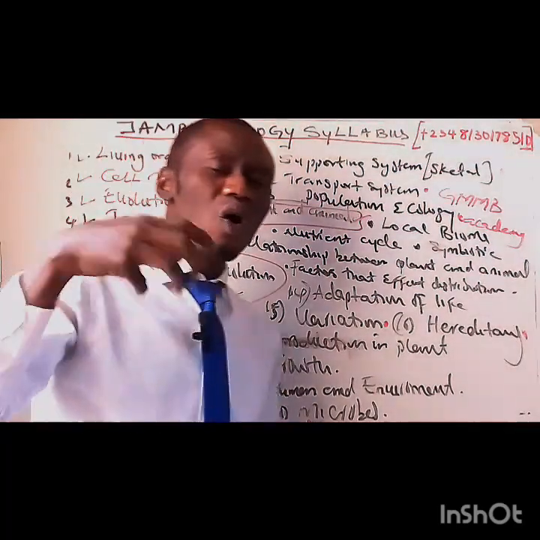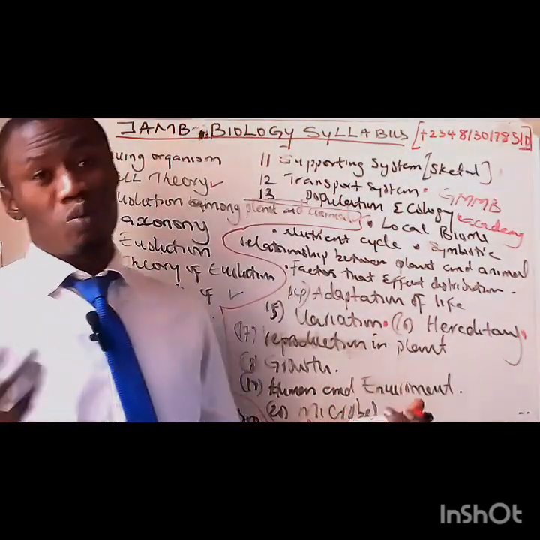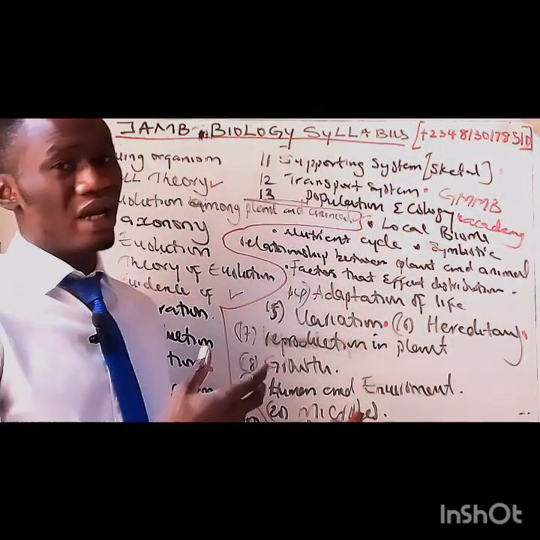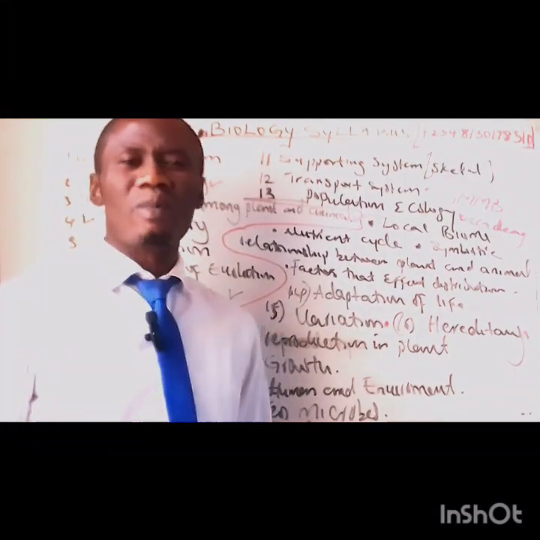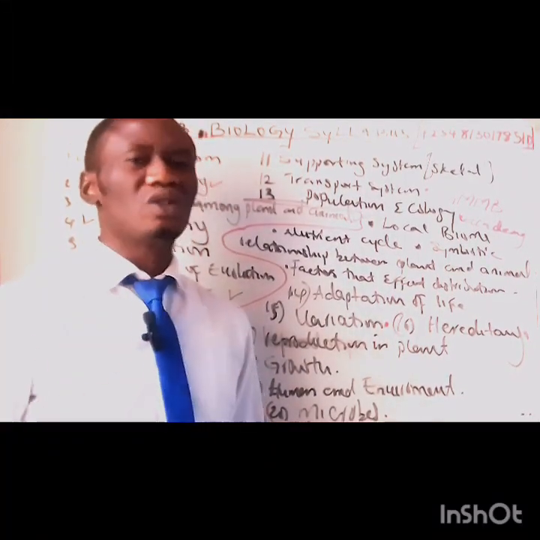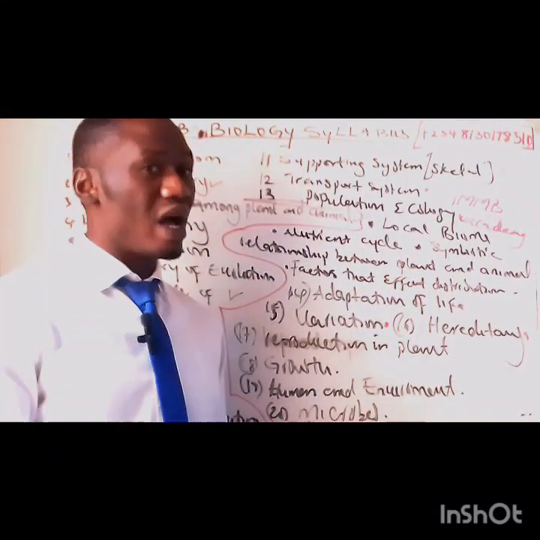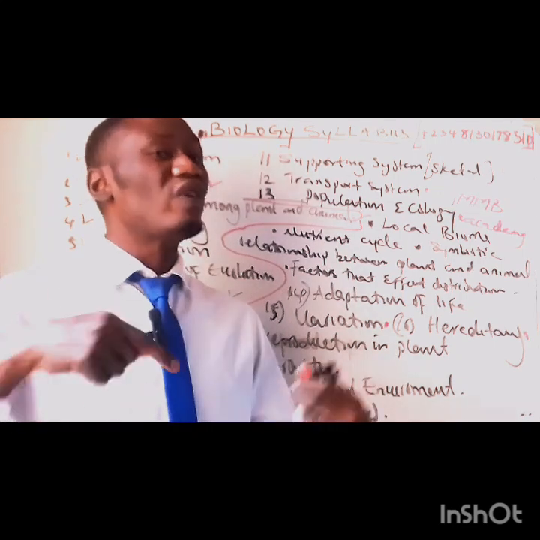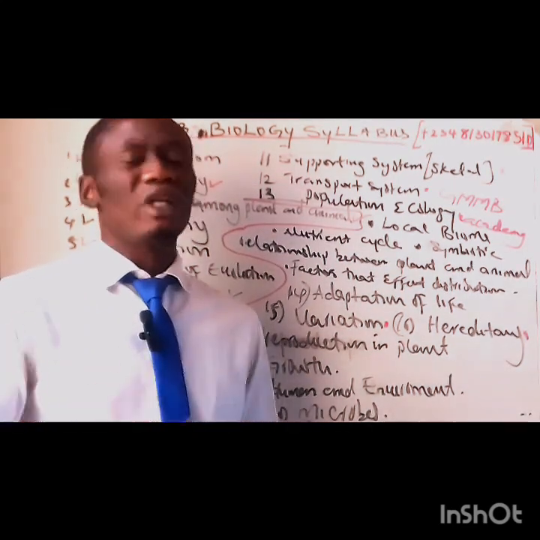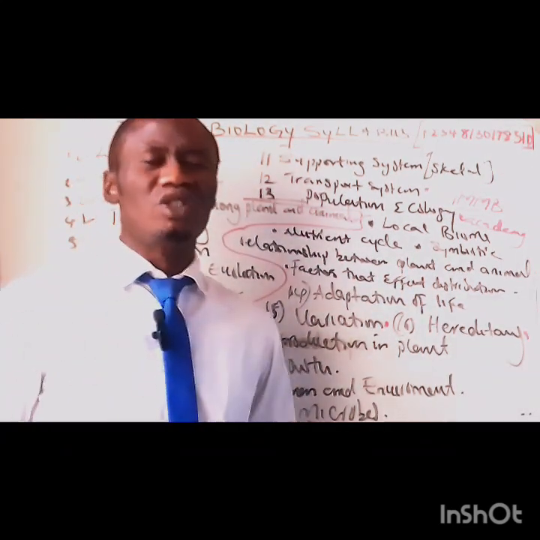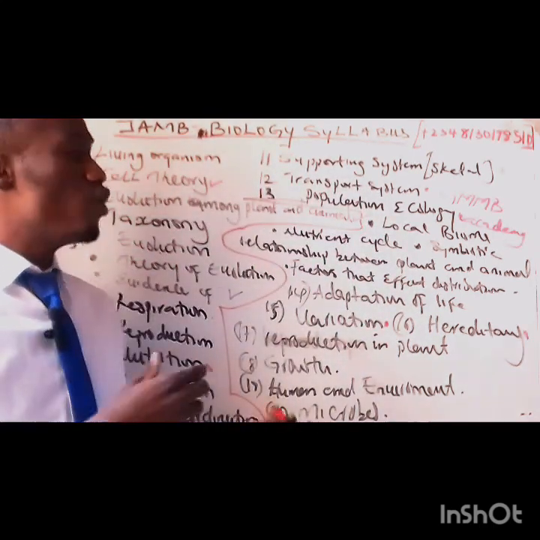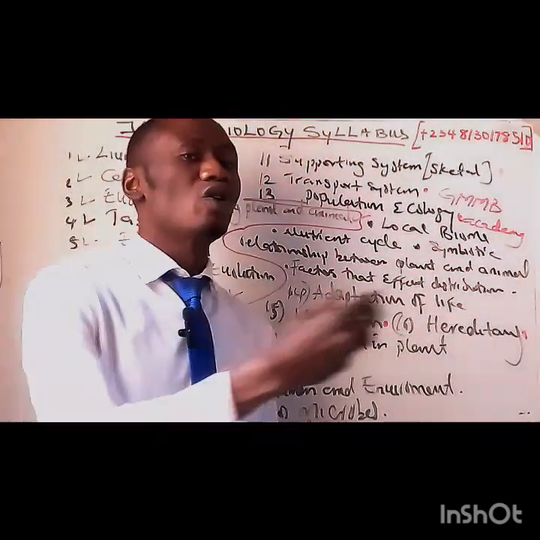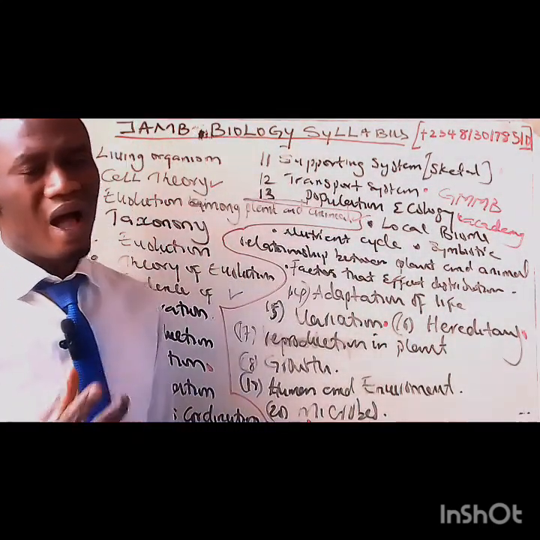If you have a question or you think there is one part of the scheme we didn't add there, you can drop the comment in the comment section. We're going to attend to you. I'm going to tell you why it is not added, or why it is removed, or if it ought to be added and it's not there. But this is all we've got. This is all that Jamb wants you to know. And if you know these things and follow us through, you'll be able to score high in your biology.